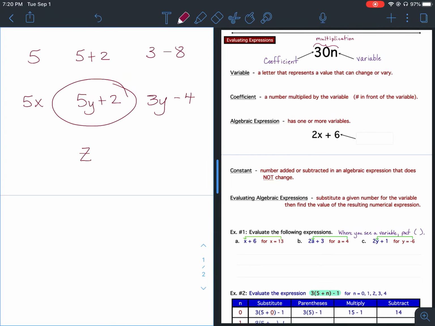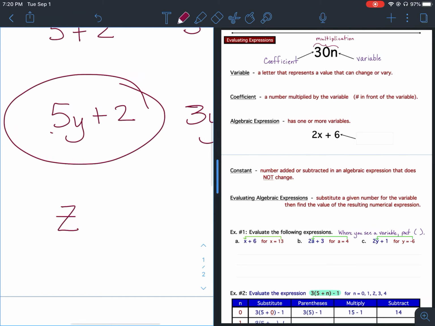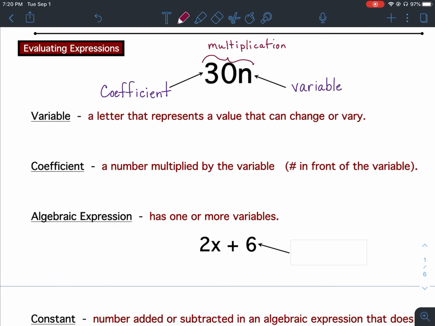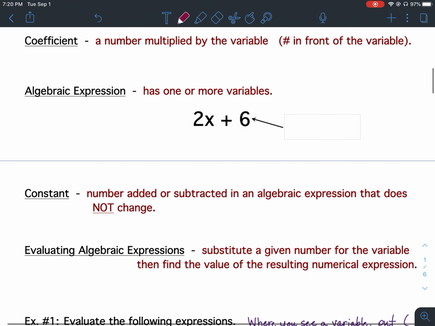If you look at this algebraic expression right here, 5 would be our coefficient. The y is the variable. But what is this number at the end? That value doesn't change. No matter what y is, you're always adding 2 at the end. That value doesn't change. When you have something that doesn't change, it remains constant. So the 6 at the end of this algebraic expression is considered a constant. Pause your video and get that written down.